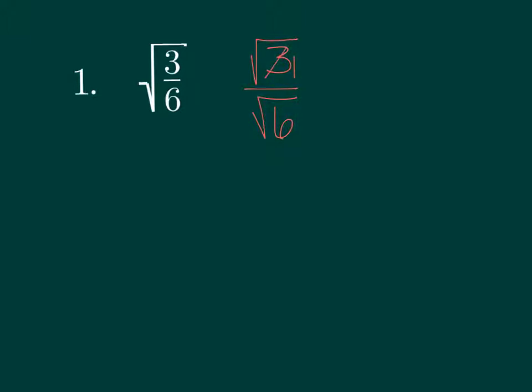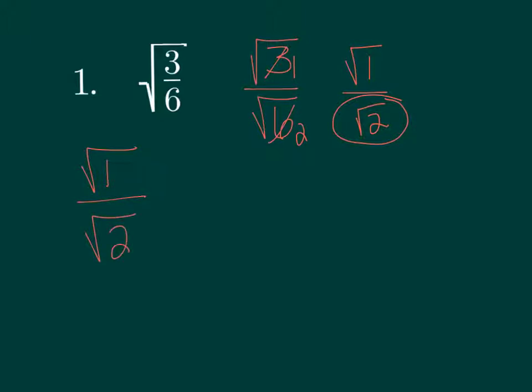So 3 will go into 3 one time, and 3 will go into 6 2 times. So right now, I have the square root of 1 over the square root of 2. The rule with fractions is you can never have a square root in the denominator. So I'm going to rewrite this just to give myself some more room. You can never have a square root in the denominator. And how we get rid of it is we multiply it by itself. So the square root of 2 times the square root of 2.